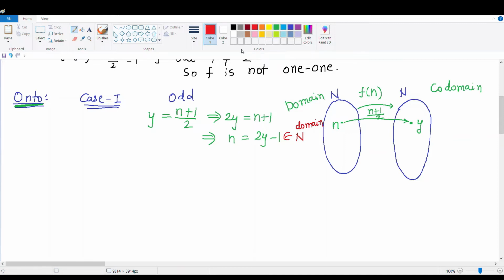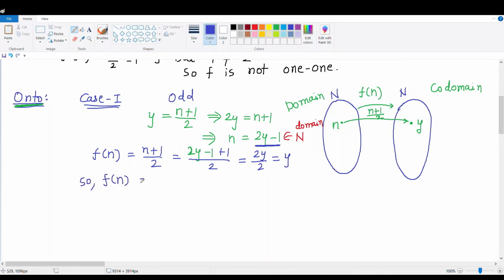And just to show a little bit more in detail, you can do what? Function definition: f of n when n is odd is (n plus 1) over 2. And now just plug this in, because now you have found n in terms of y. So n is equal to 2y minus 1. Write down everything else as it is. Instead of n, we plugged in 2y minus 1. And when you do that, you are going to end up getting 2y over 2, which is y. And see, we got f of n equals y.